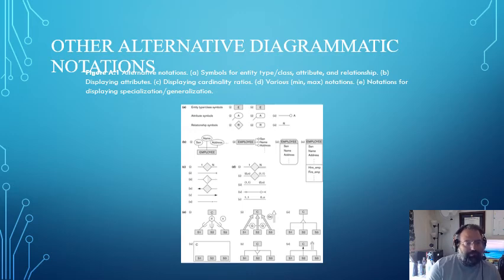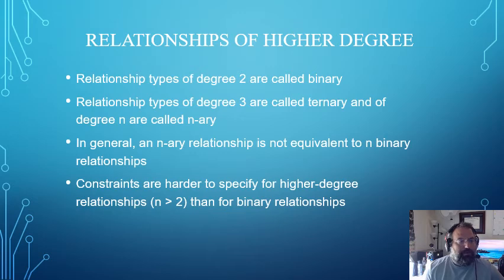Figure 8.1 shows alternative notations of various other types of database designs that you might see along the way. Relationships of higher degrees: you can have relationship types of degree 2 or higher than 2. 2 is binary, that's what we've seen so far. Relationship types of 3 degrees are called ternary, and so on. If you get up to n, it's n-ary.